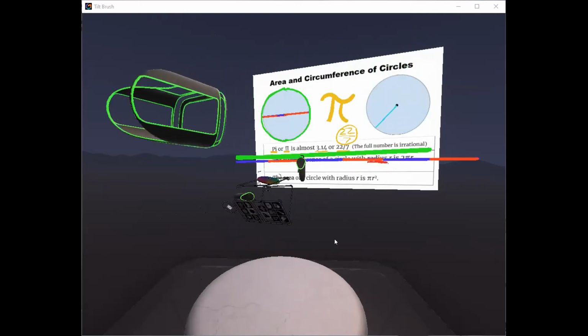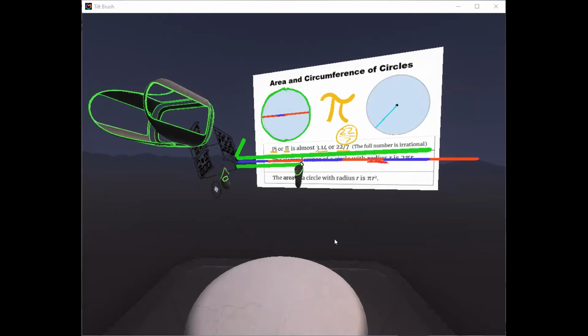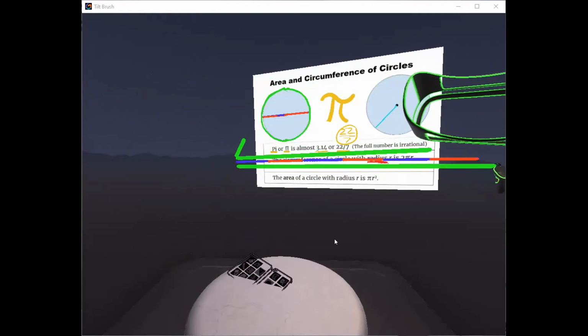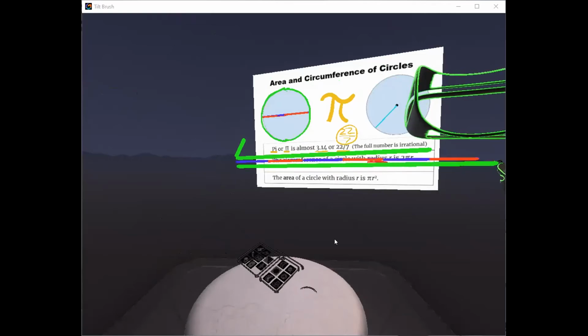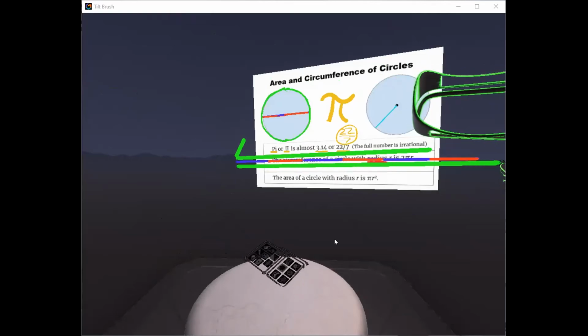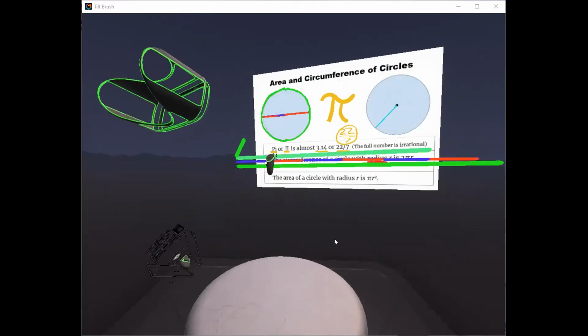So, let me do it down here. 1, 2, 3.14. So that's slightly more than 10%, 14%. I'm thinking it's probably close. Okay, close enough. It doesn't really matter.